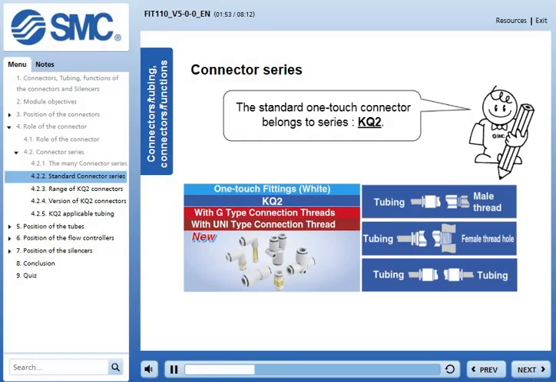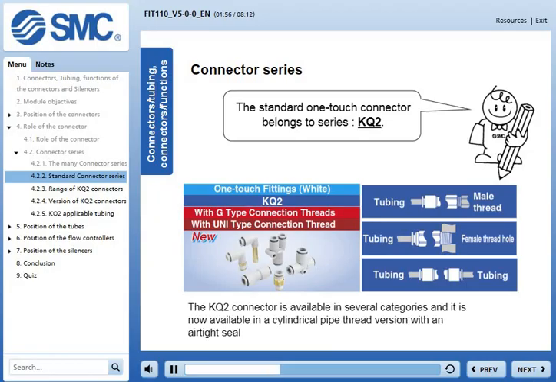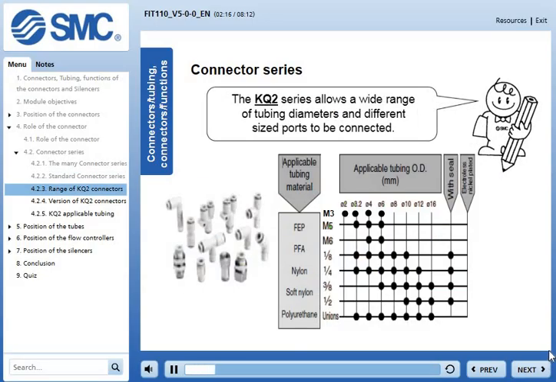The KQ2 connector is available in several versions with a male thread as a default. It makes it possible to connect a tube to the threaded part of a component, connect tubes to each other, or connect a tube to a male connector. And now a version with a male thread with an airtight seal has recently been added to the range. The KQ2 series allows a wide range of tubing diameters and different size ports to be connected, and it is compatible with many tubing materials. The threaded models in size 1/8 to 1/2 inch only are pre-Teflon coated in the standard versions.